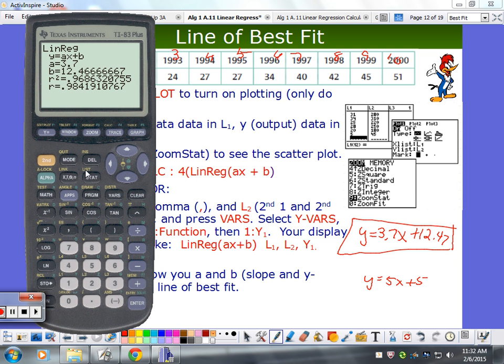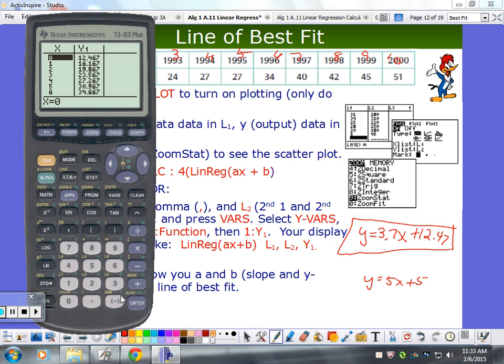Let's say I now want to make some predictions. I'm going to put it in my table, so let's review how you do that. Stat, calc, linreg, which is number 4. As long as you're using L1 and L2, you can hit vars, go to Y vars, which is one to the right, function, hit enter, Y1, hit enter. You're going to run it again until you go to Y equals. It's in here. I like looking at the table.